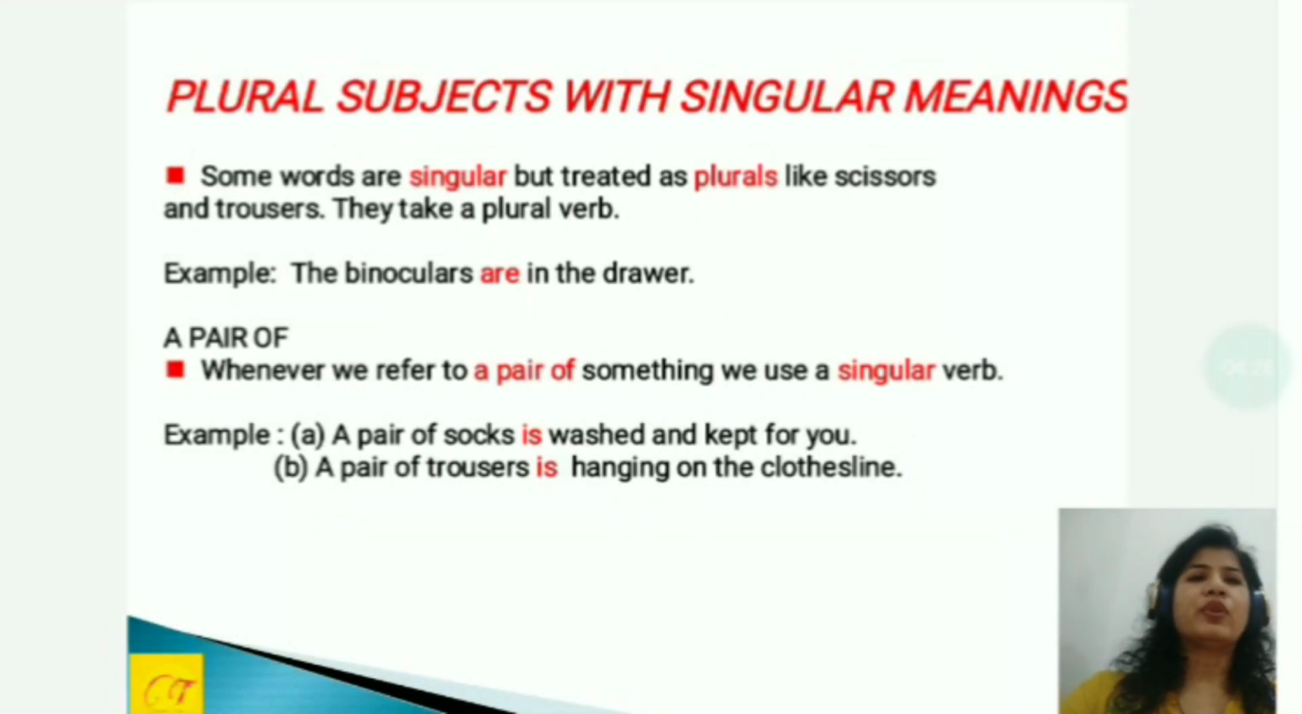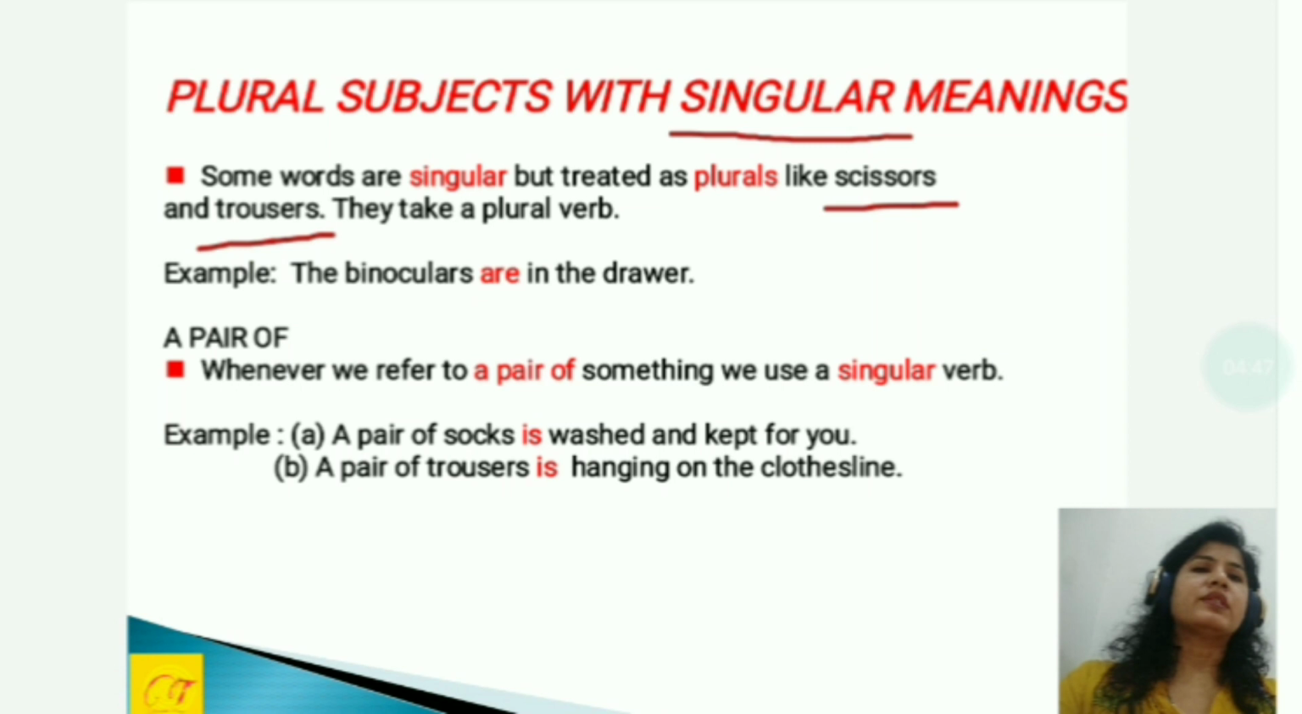The next rule is plural subjects with singular meaning. Yes, there are some subjects that are plural but their meaning is singular. Some words are singular but treated as plurals, like scissors and trousers. They take a plural verb. For example, the binoculars are in the drawer.